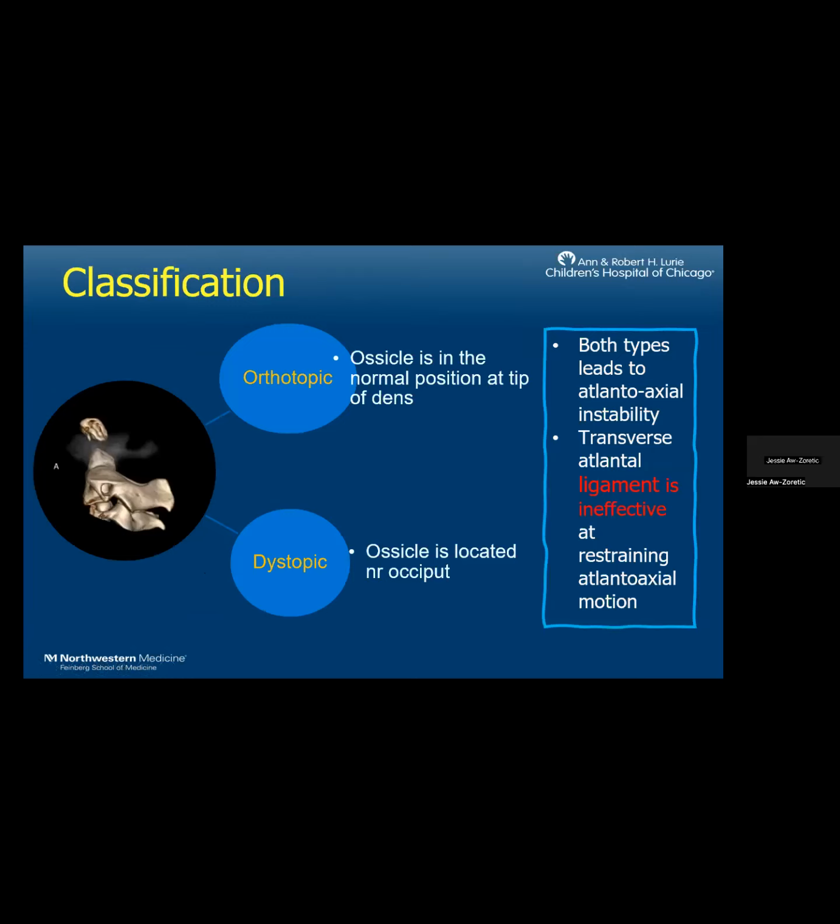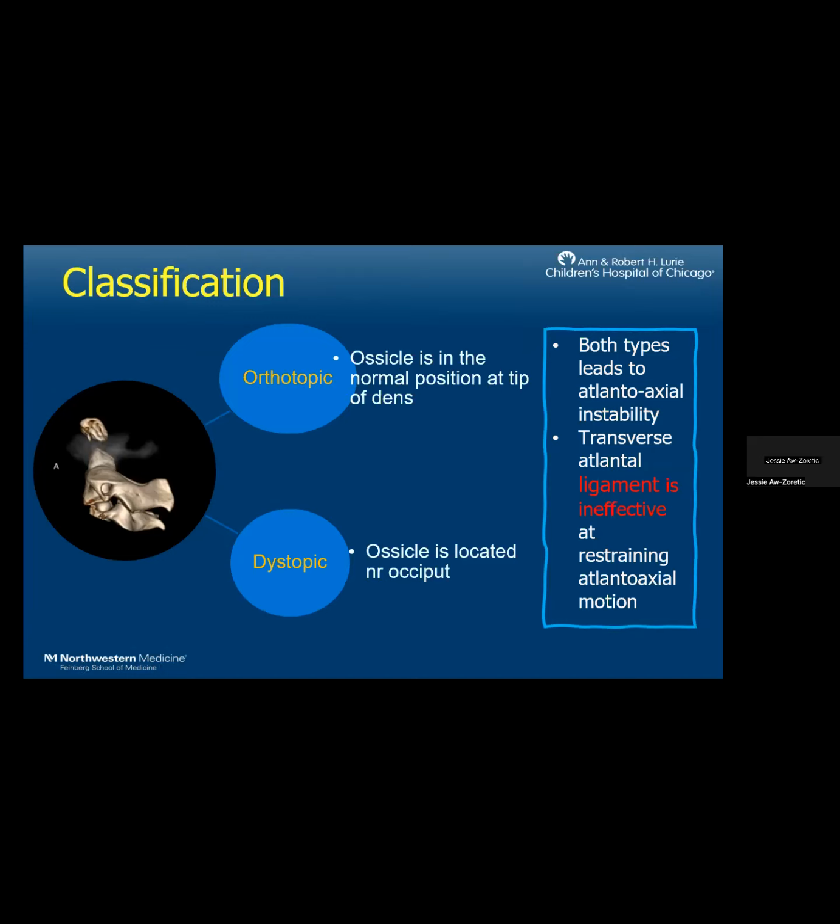So in terms of the classifications, there are two types of os odontoideum. It can be orthotopic, i.e. the ossicle in its normal expected position at the tip of the dens, or it can be classed as dystopic, where it is displaced or located elsewhere. The ossicle can be located near the occiput, or more towards the clivus, and there can actually be fusion of that os with other bony structures, i.e. the anterior arch of C1.